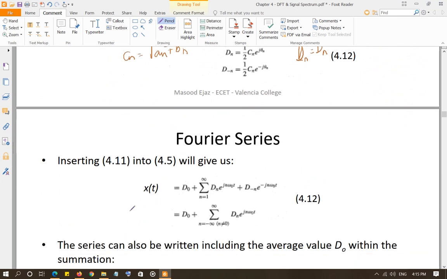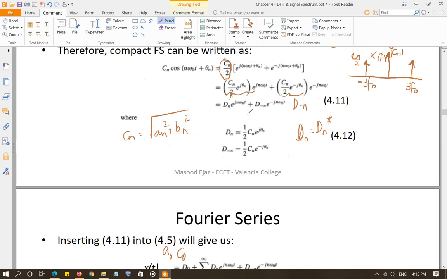Alright, so now we can write down the Fourier series in the exponential form as d naught, which is the same thing as c naught, which is the same thing as a naught, that is the average value, and then summation from 1 to infinity dn e to the power j n omega naught t plus d negative n e to the power negative j n omega naught t, right? So basically I'm writing down this equation right here in the form of dn.